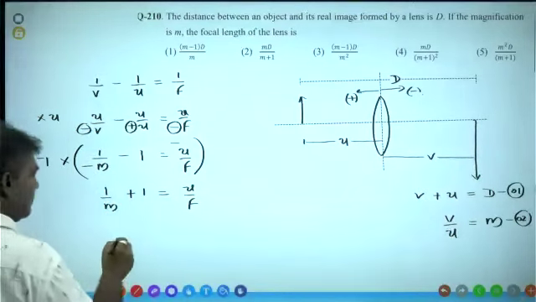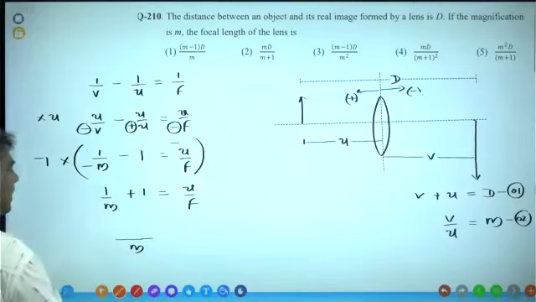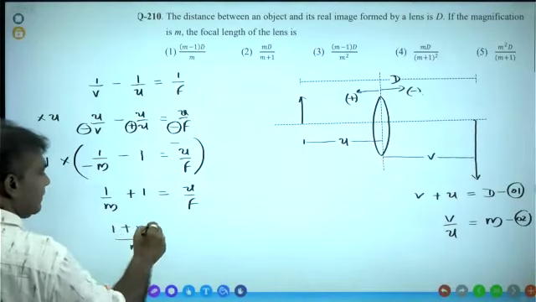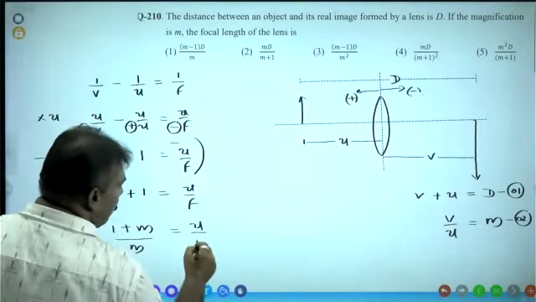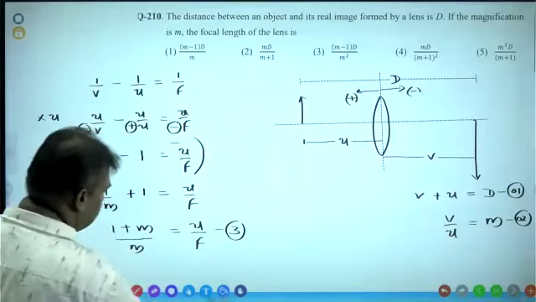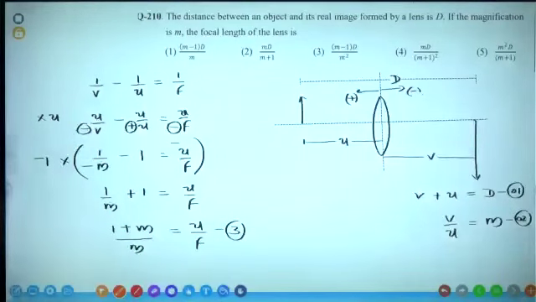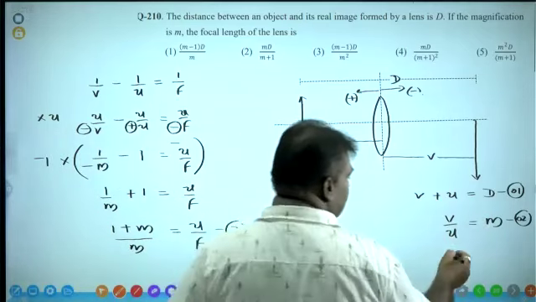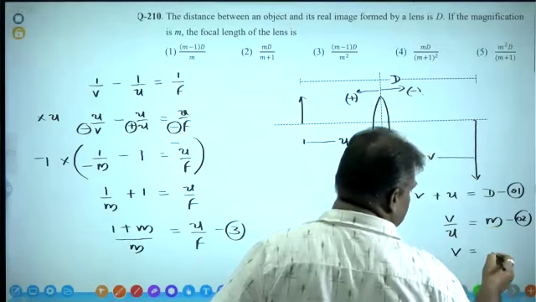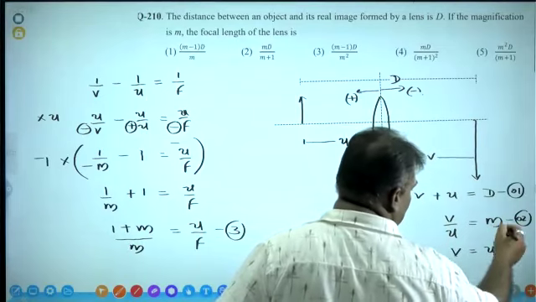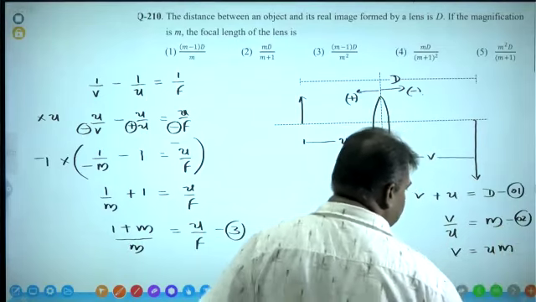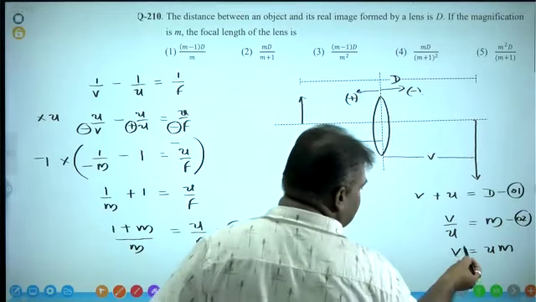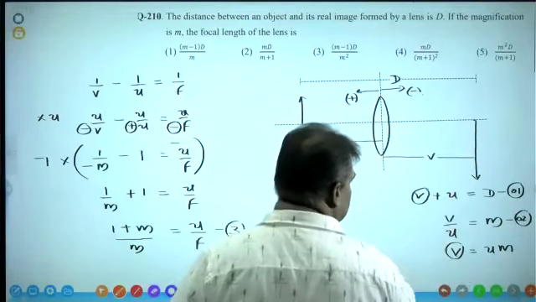Then we can say here M is the common denominator. 1 plus M over M equal U over F. Let this be the third one. Keep this one as the third one. And from the second one, we can say V equals UM. Can we consider this V instead of this one?